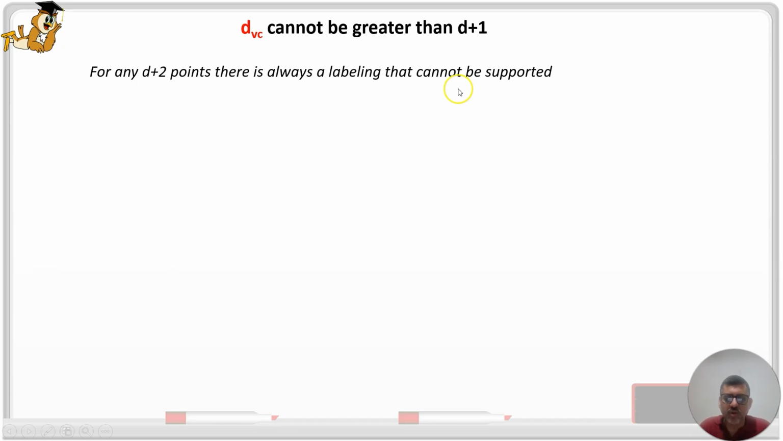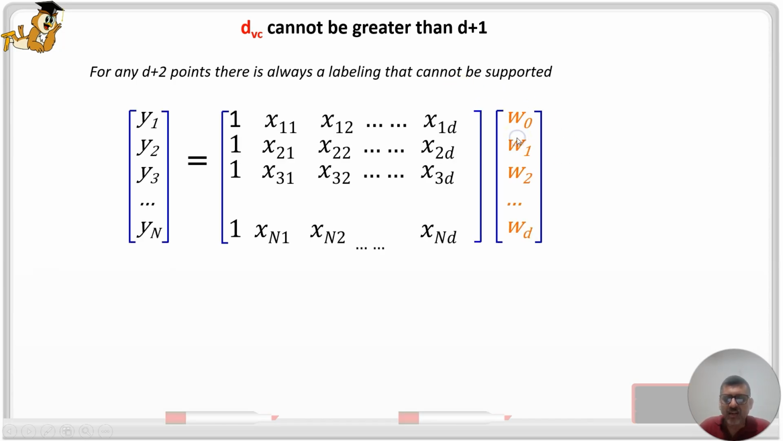Okay? That is what we are going to prove. So let's go back to the vector matrix equation that we had: the vector y equal to matrix X times vector w. What I am going to do is add an additional point in addition to the d plus 1 points. So here n equals d plus 1, as was the case in our earlier slides, right? We took d plus 1 points and we added an additional point.